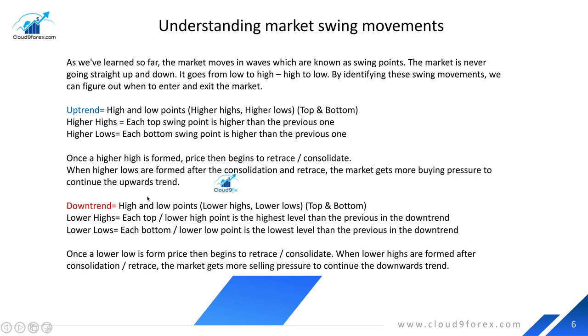So same thing happens in a downtrend, except it's bearish and we still have tops and bottoms, but they're lower highs and lower lows. So lower highs, each top is a lower high than the previous. Lower lows, each bottom is lower than the previous. Once a lower low is formed, price then begins to retrace and consolidate. When lower highs are formed after consolidation and retrace, the market gets more selling pressure to continue the downwards trend.